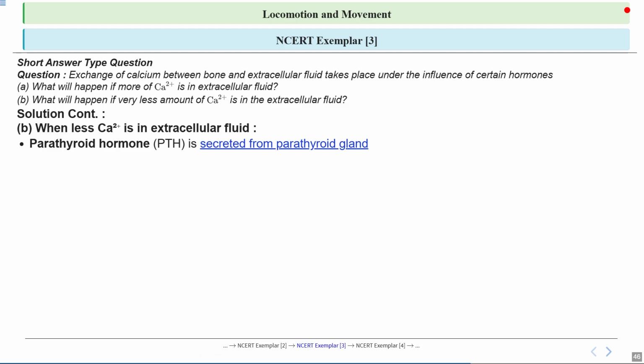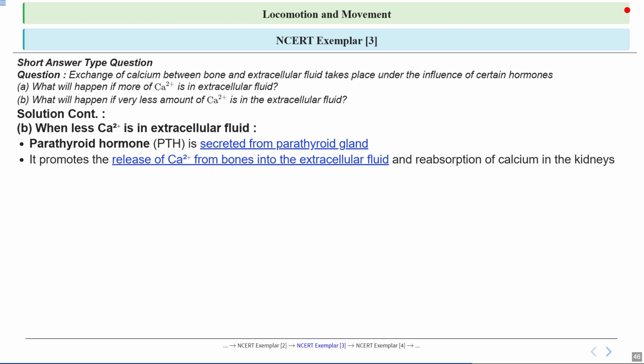So this ensures that the body maintains a proper balance of calcium, which is essential for functions like muscle contraction, nerve signaling, and bone health. This line explains the process that helps release calcium ions from the bones into the blood, and also makes the kidneys reabsorb calcium back into the blood, which increases the calcium levels in the extracellular fluid.